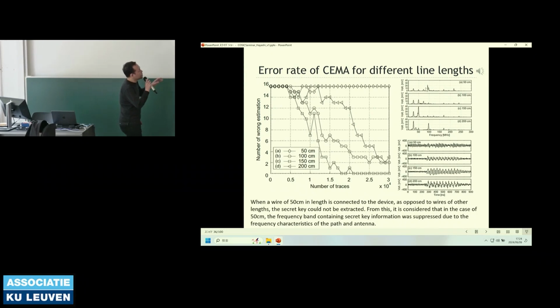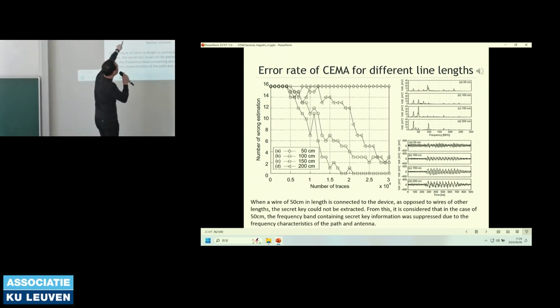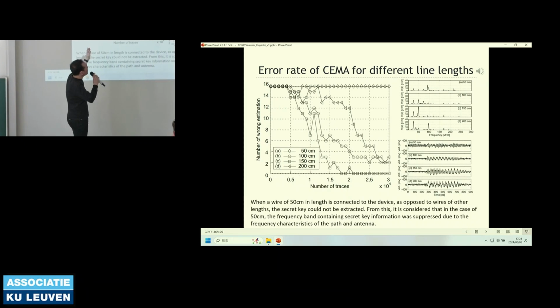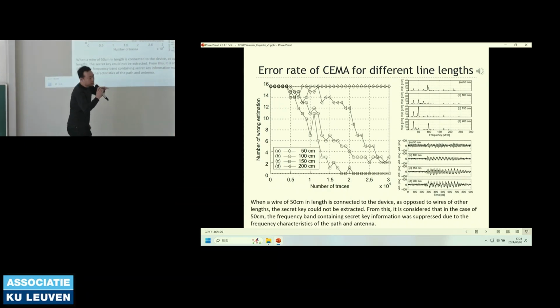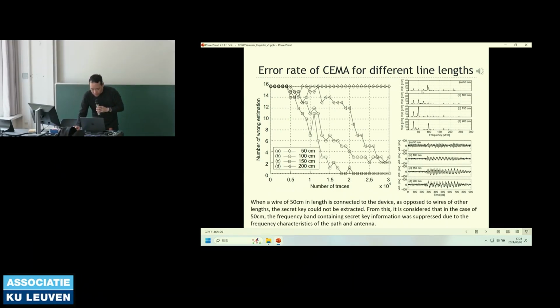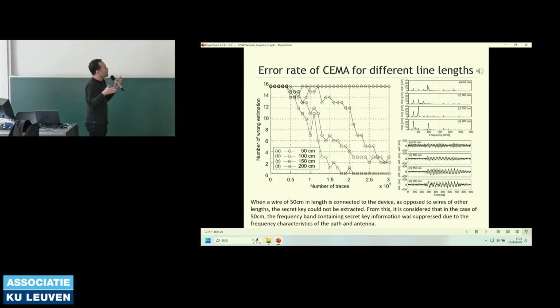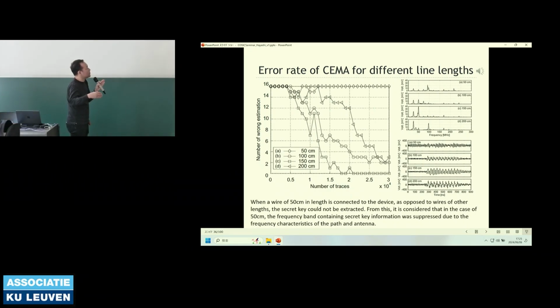Okay, in this experiment, as already explained, in this case we cannot extract the secret key because probably this frequency band included secret information. The frequency characteristic of the path and antenna is changed. This characteristic behaves like a filter.